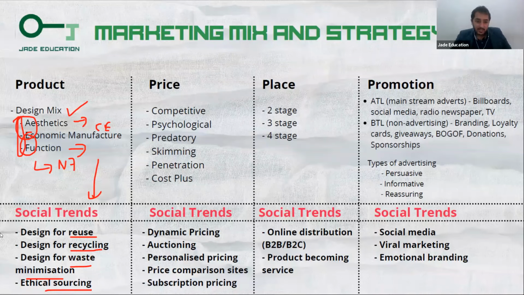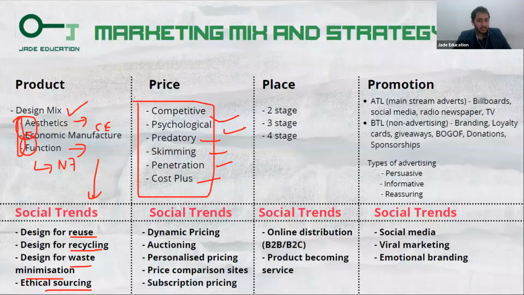When it comes to price, guys, you have so many different types of pricing. You have competitive pricing. You have psychological, predatory, skimming, penetration, cost plus. You should know this. If you don't know this, you'll need to go through each one of them. I'm not going to spend too much time on what this is. I'll just give you a brief. Competitive is pricing it alongside the competitors. Psychological is where they don't round it off to the end, like $4.99, $5.99. Predatory, lowering your price, maybe even below cost to drive out your existing competitors.